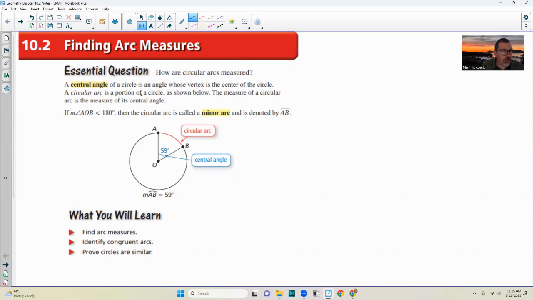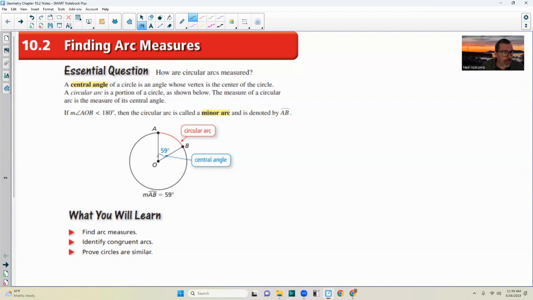A circular arc is a portion of a circle as shown below. So this little red arc here is the circular arc. Picture buying a pizza and you cut it perfectly through the center and you take one slice out. The crust on your piece of pizza is the arc. The measure of the circular arc is the measure of its central angle. So if this is 59 degrees, then the arc's measure is 59 degrees. Pretty simple. Arc measure equals central angle measure.